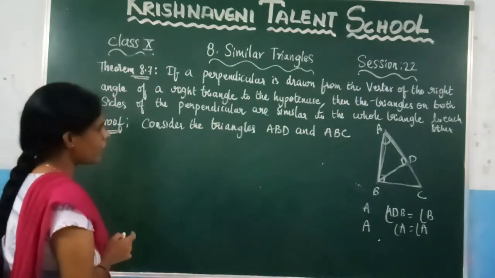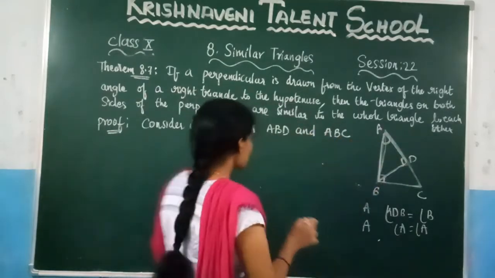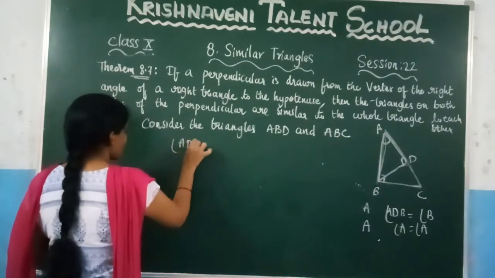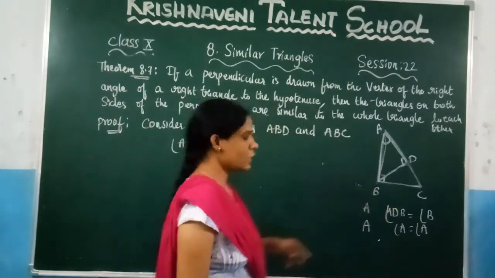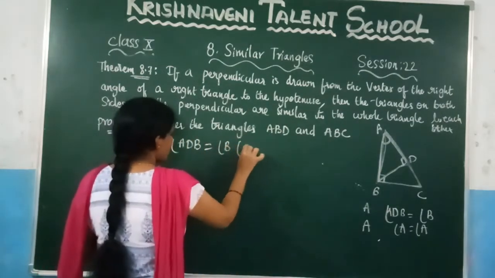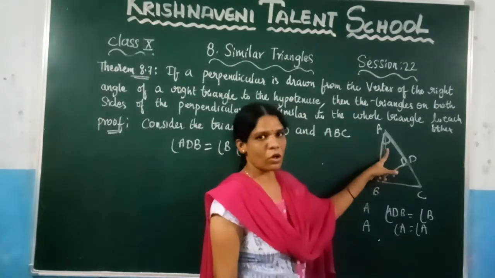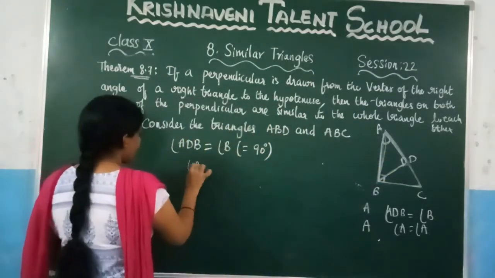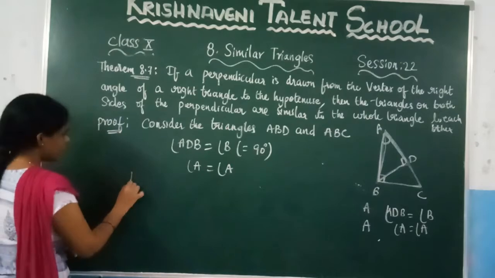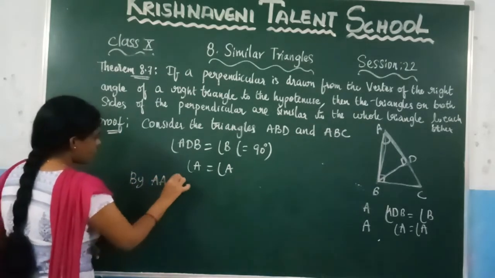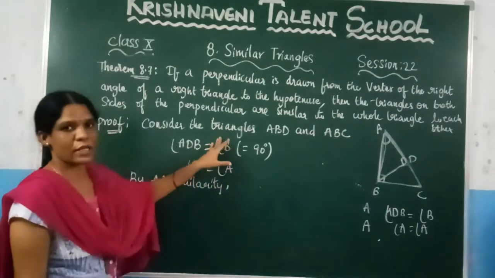Consider the triangles ADB and BDC. In the smaller triangle, where is the right angle? Which is nothing but ADB. So write it here ADB. In the bigger triangle, where is the right angle? Which is nothing but angle B. So write it here, angle B is equal to 90 degrees. Now, in these two triangles, angle A is the common angle. So write it here, angle A is equal to angle A. Now you can apply angle-angle similarity. So write it here, by angle-angle similarity, you can say these two triangles are similar.